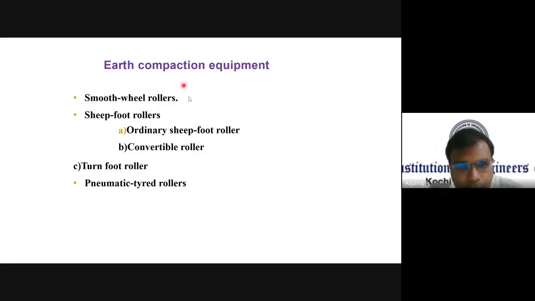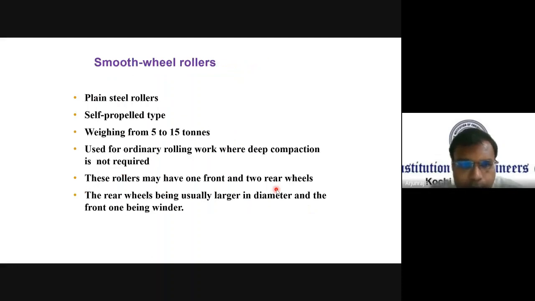The next important thing is the rollers. You have different types of rollers: smooth wheel rollers, sheep-foot rollers, tamping-foot rollers, and pneumatic tire rollers. You will see these different types of rollers that we use for road and bridge construction. The first one is a smooth wheel roller. These are solid steel rollers, again self-propelled. The weight of this roller can vary between 5 to 15 tons.